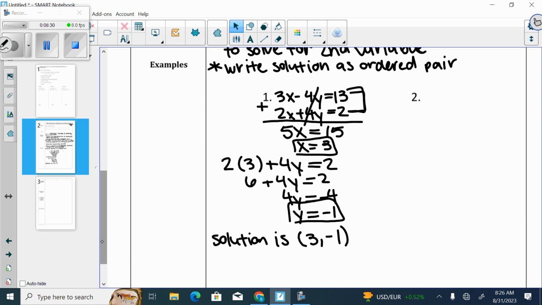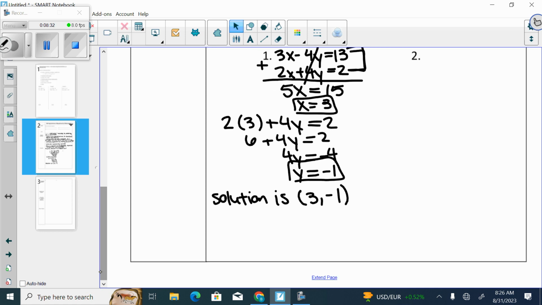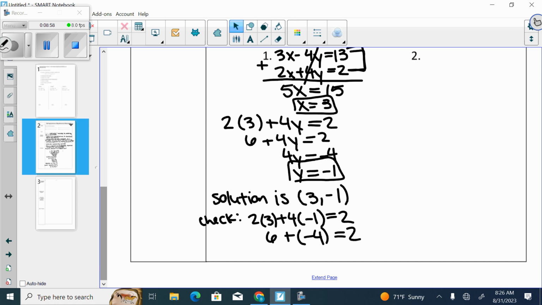Okay, and then just like yesterday, remember you can always check your solution by substituting back into either one of those original equations. So if we used that second equation again, it would look like 2 times 3 plus 4 times negative 1 equals 2. So that 2 times 3 we said gives us 6. And 4 times negative 1 is negative 4, right? And is 6 plus negative 4 equal to 2? So our checks work. We are good to go.